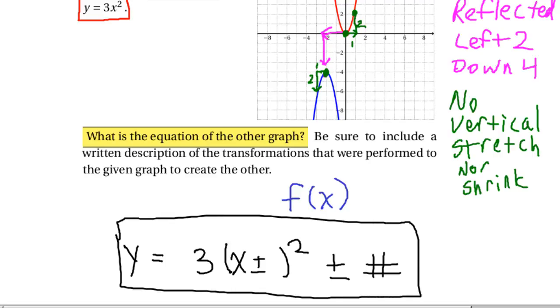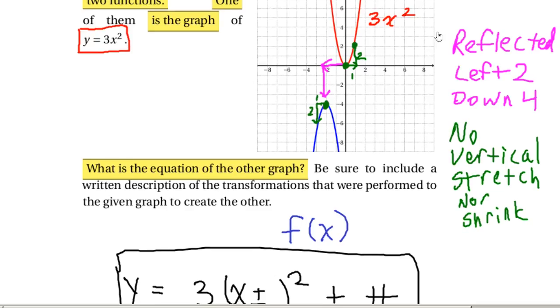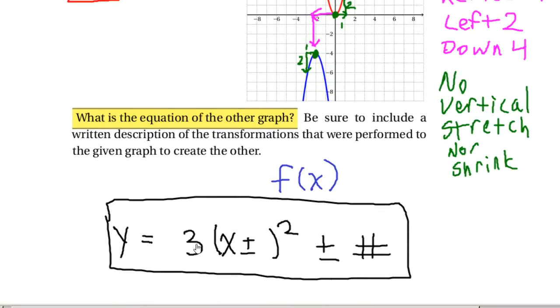So, to recap, these right here in pink are the transformations that were performed, but you need to also give the equation of the actual blue graph.